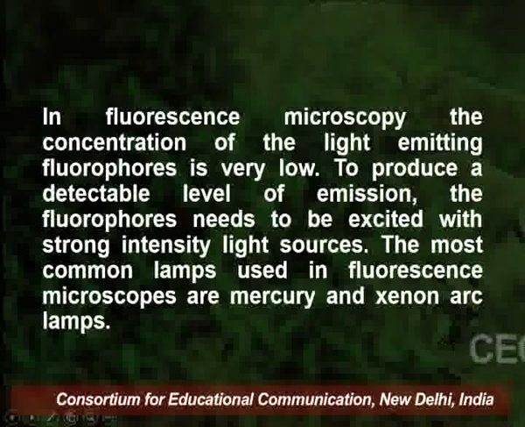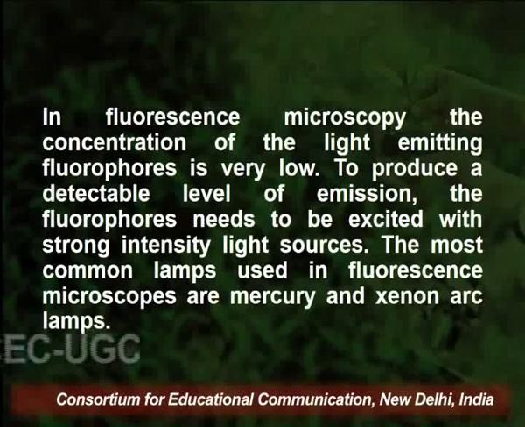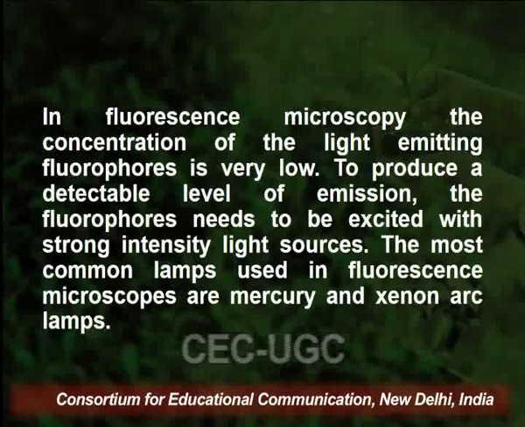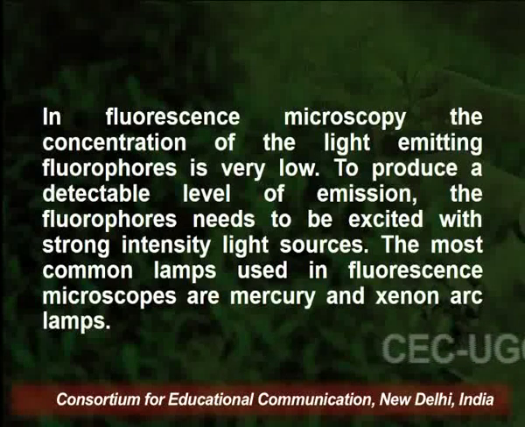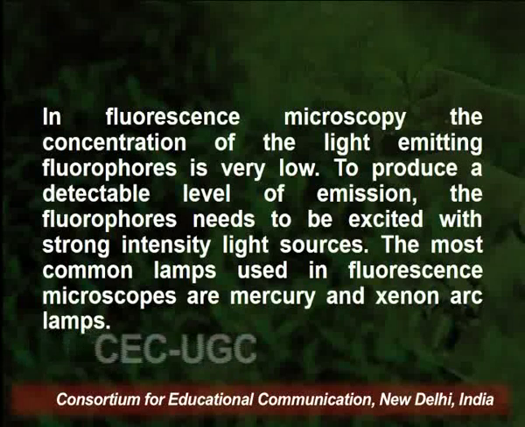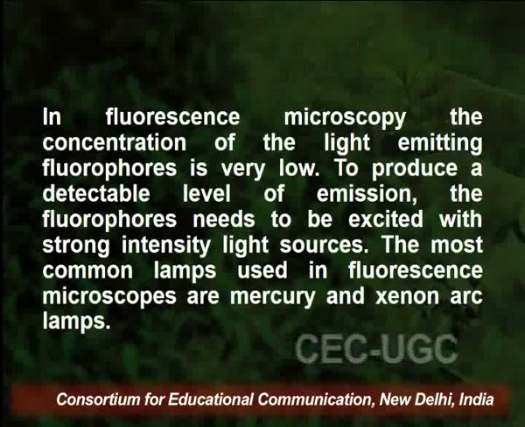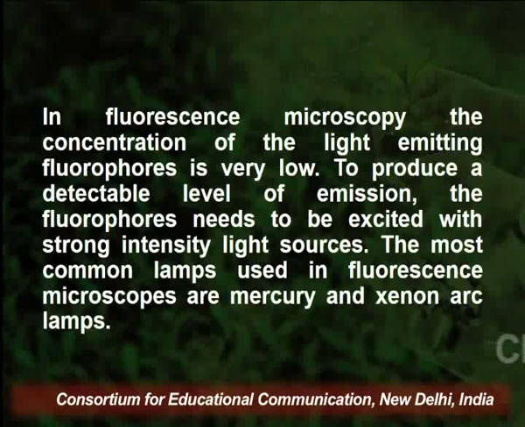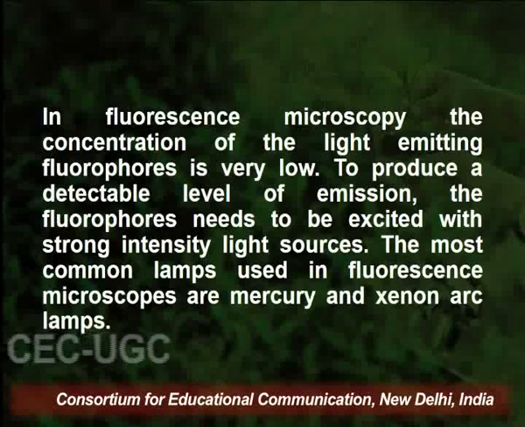In fluorescence microscopy, the concentration of the light emitting fluorophores is very low. To produce a detectable level of emission, the fluorophores need to be excited with strong intensity light sources. And the most common lamps used in fluorescence microscopes are mercury and xenon arc lamps, because they can produce a very high intensity light source which will give a higher concentration of light emitted by the fluorophores.